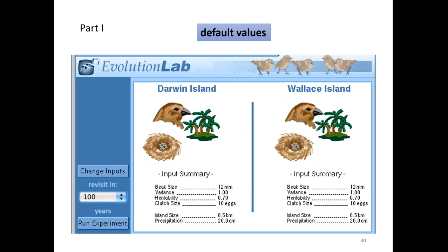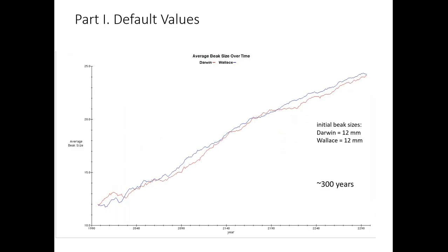So when we input these values, we can go ahead and run the simulation, and basically this is what we see over time. If we look at about 300 years from when we start the simulation with an average beak size of 12 centimeters, over time we see that the beak size actually increases due to low precipitation and probably the availability of these larger seeds.